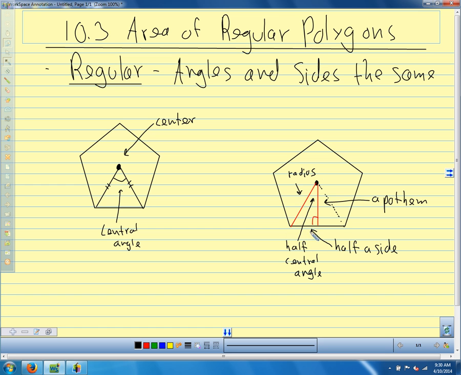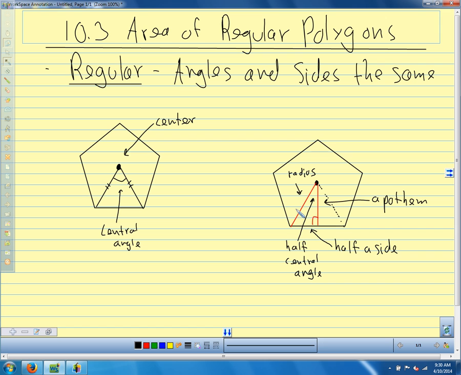This little triangle that we're drawing here with the apothem, the radius, and half the side is very important when we're talking about the area of regular polygons. We'll use that little triangle a lot. So we have the apothem that goes from the center 90 degrees to one side. It cuts that side in half. The apothem cuts the central angle in half. And then we have this little triangle made by the radius, the apothem, and half the side.